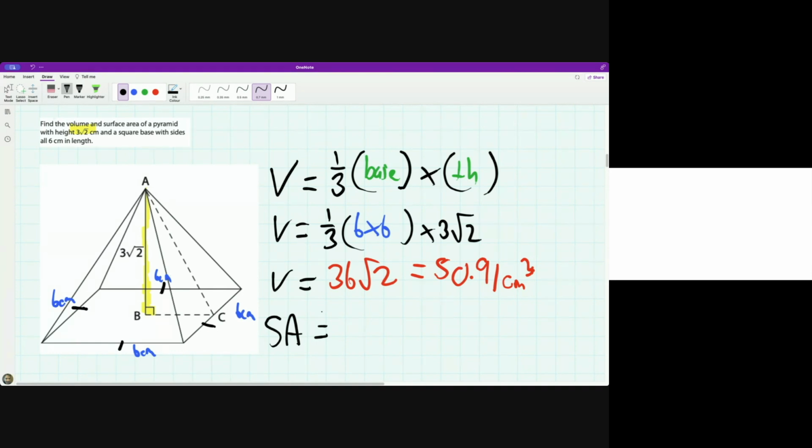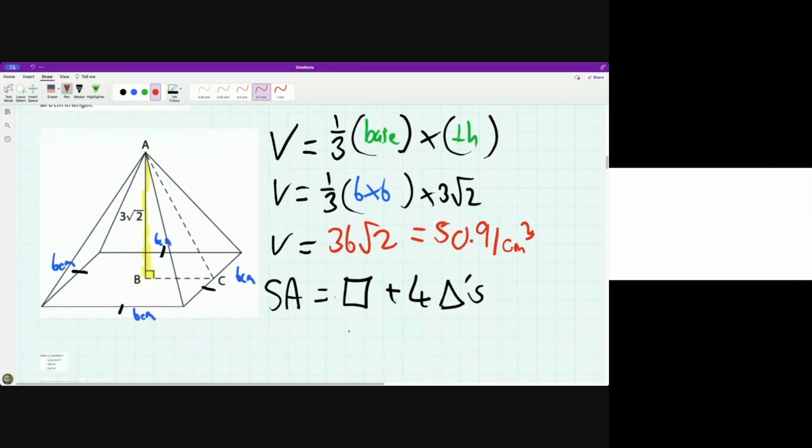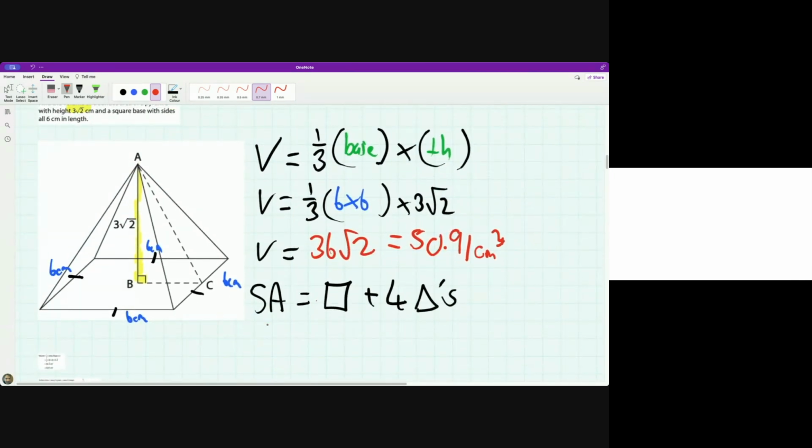Callan, you've nailed it. There's going to be a square and there's going to be 4 triangles. And what's more, because this is a square, and because this is a right pyramid, I didn't go into that, but in grade 11, you have to have right pyramids, all of these triangles on the outside are the same. So all you need to find is the area of one square and the area of one triangle and times by 4.